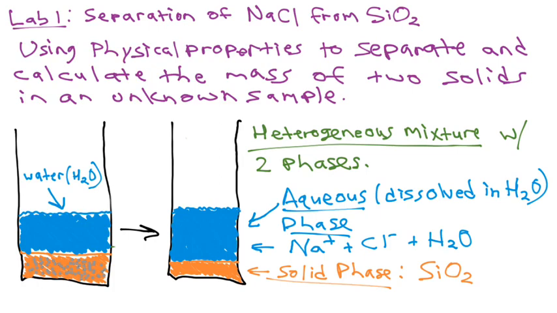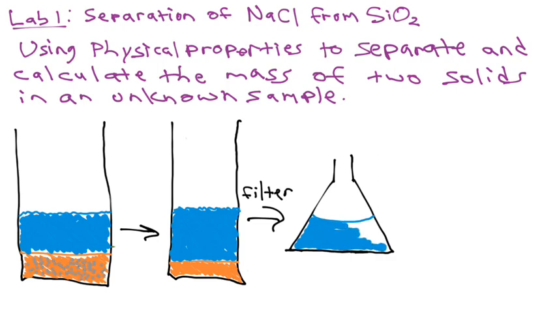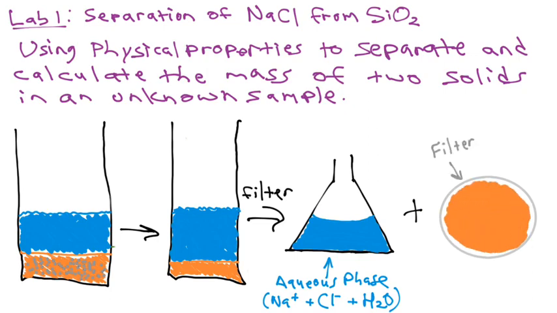But how do we get these two phases separate from each other? Well, we remember from class that we can use a filtration system in order to do that. So when we filter out our aqueous phase, we can put that into an Erlenmeyer flask, and we'll have sodium, chloride, and water. Our solid phase will be stuck on the filter paper. This will be the filter paper and the solid phase.